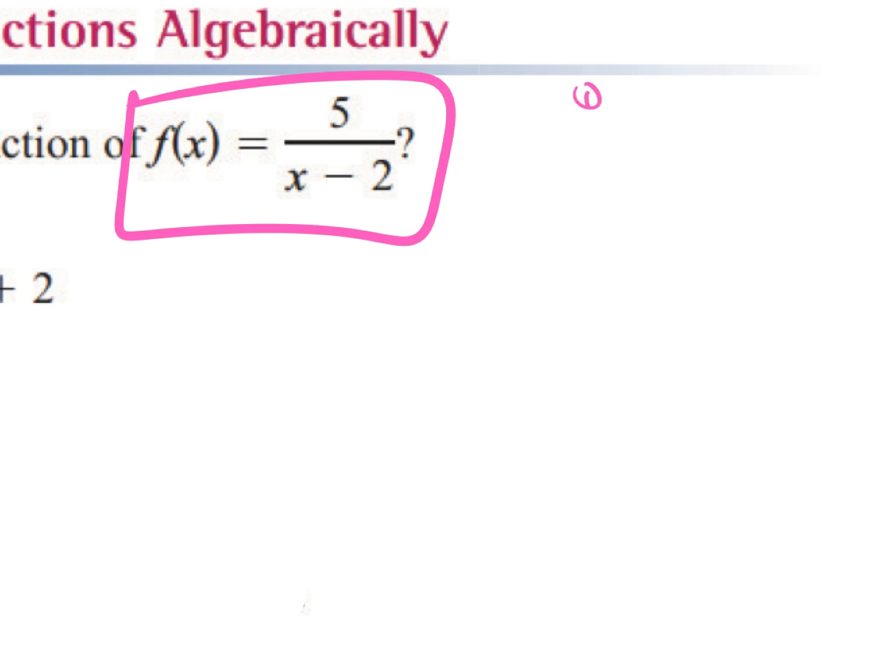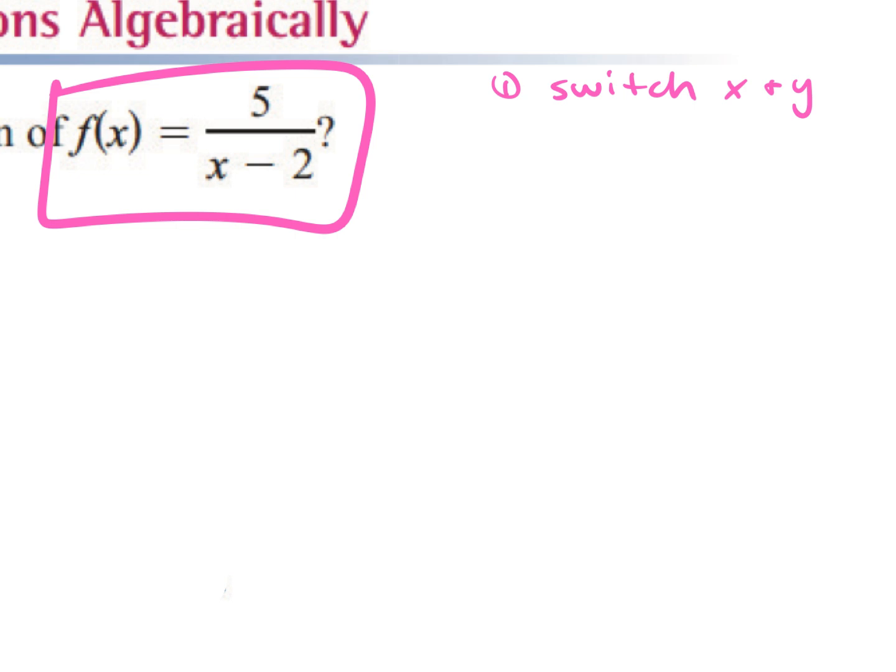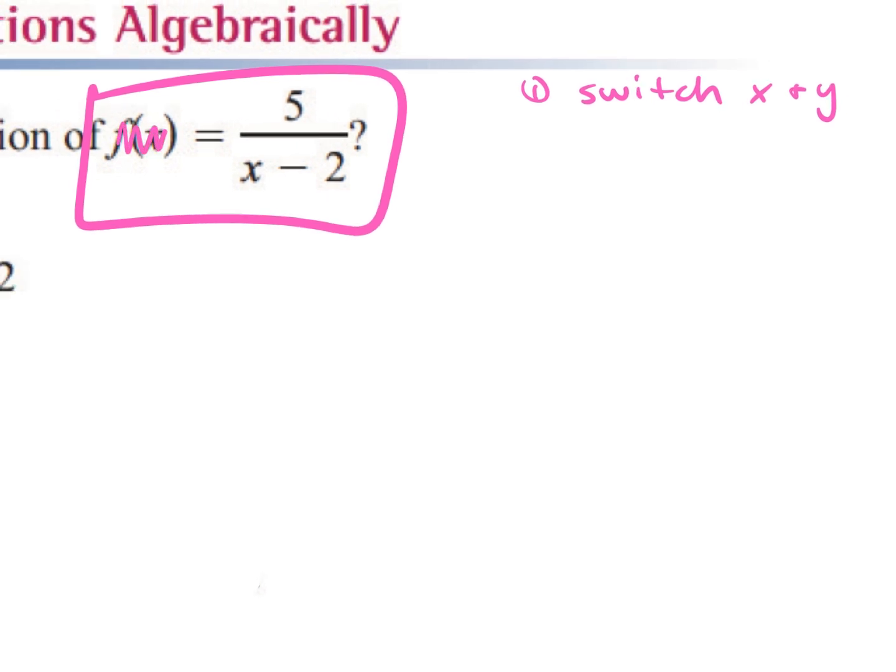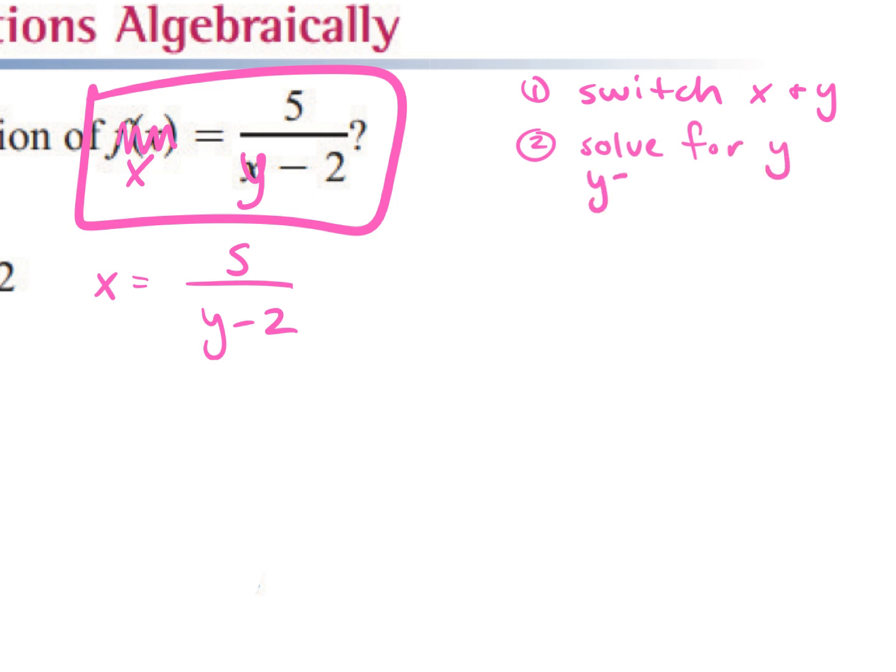So step 1 is we want to switch x and y. So f of x is just a fancy way of saying y. So I'm going to switch that to become x, and I'm going to switch x and turn it into y. So here we have x is equal to 5 over y minus 2. Now we need to solve for y here. I need to get the y all by itself. So step 2 is solve for y. We want it to be y equals.